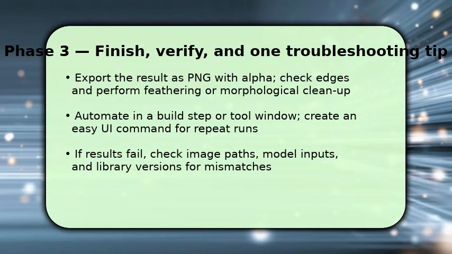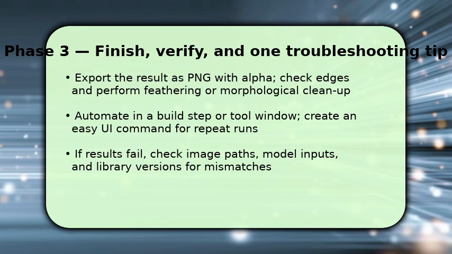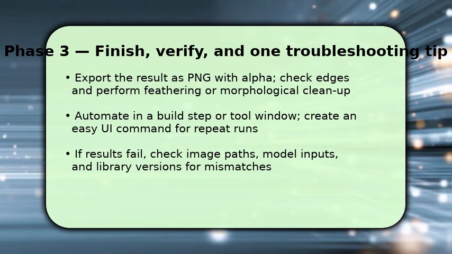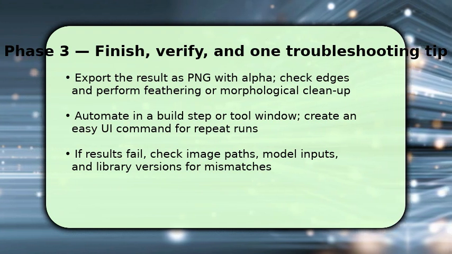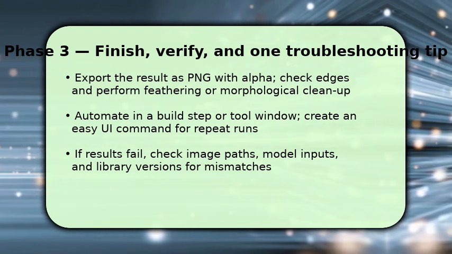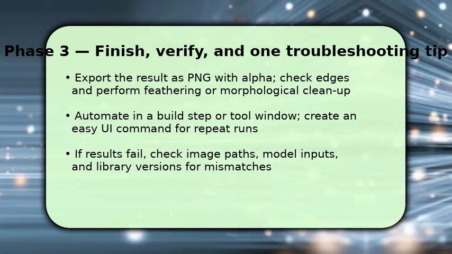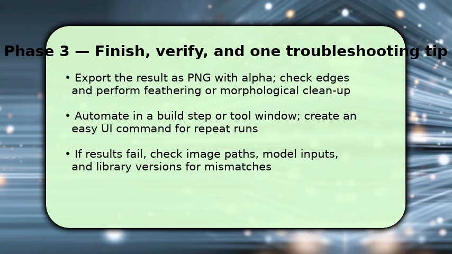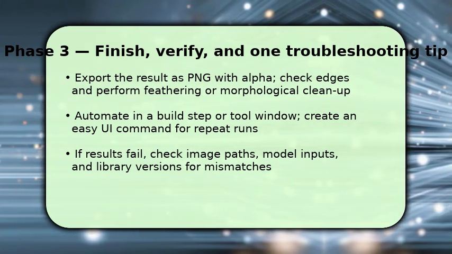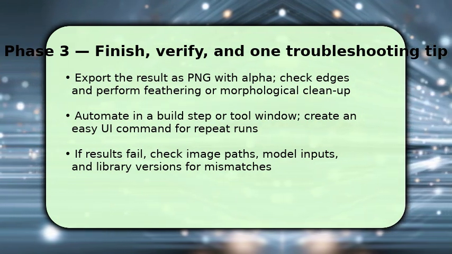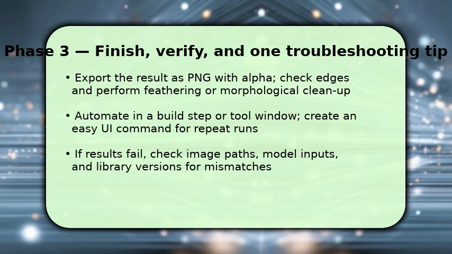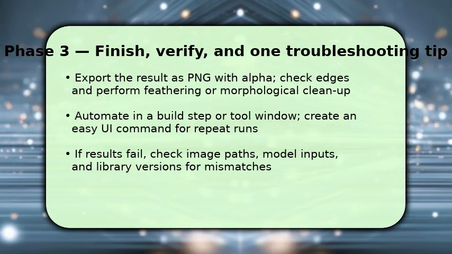Finally, export the processed image as a PNG with alpha and inspect edges. If they look harsh, apply a small feather or morphological open/close to smooth them. Once satisfied, integrate the routine into a tool window or build task so you can run it fast on multiple files. If things go wrong, check file paths, image format, model input dimensions, and package versions first. These are the most common issues and usually the quickest to fix.